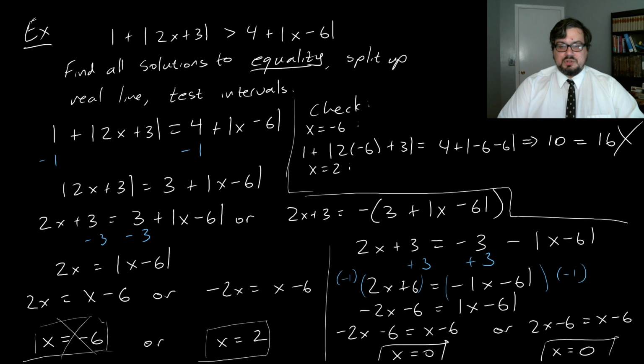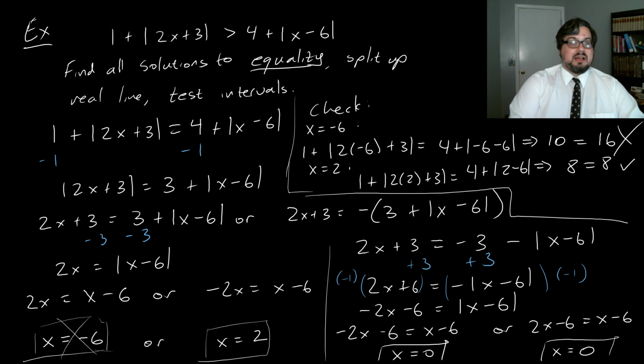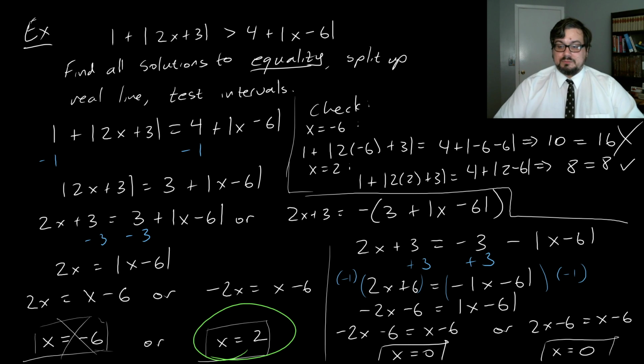How about x equals 2? We get 1 plus the absolute value of 2 times 2 plus 3 equals 4 plus the absolute value of 2 minus 6. That tells us that we've got 1 plus the absolute value of 7 is 8. And on the right-hand side, we get 4 plus the absolute value of negative 4 is 4 plus 4, which is 8. So that checks out. All right, so that means that 2 is an honest solution.